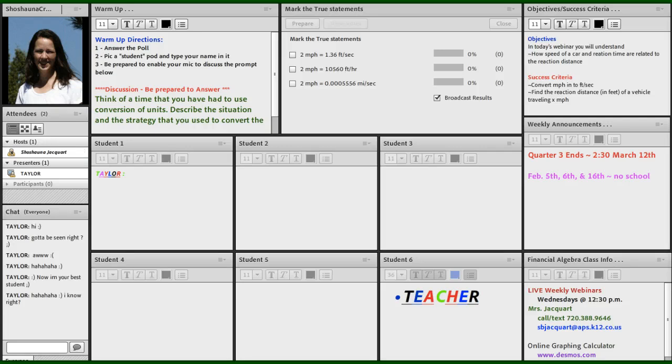This week we're going to be looking at converting, because in this unit it's important to be able to convert from miles per hour to feet per second. So we're going to focus on that one, and we're talking about cars and their stopping distance.